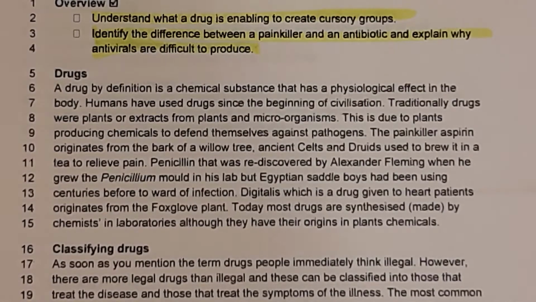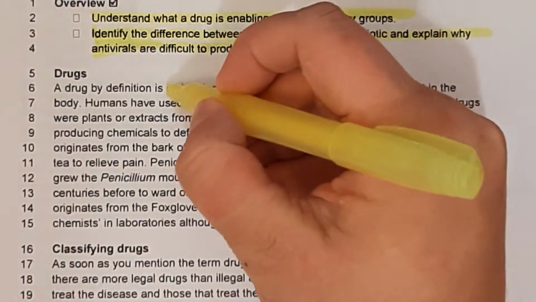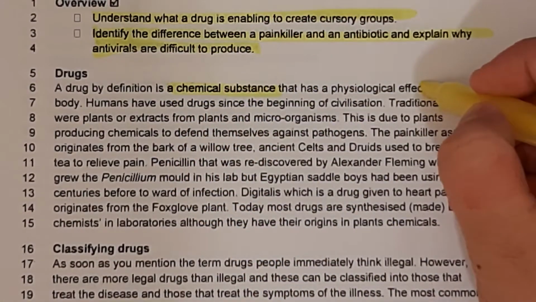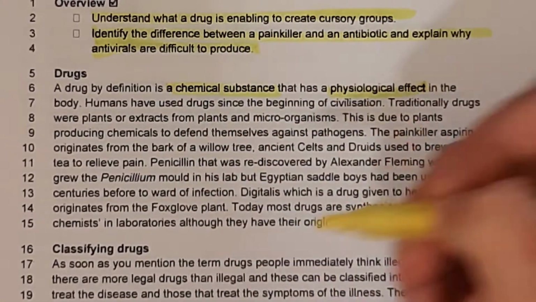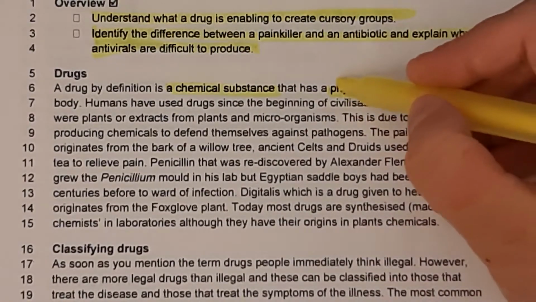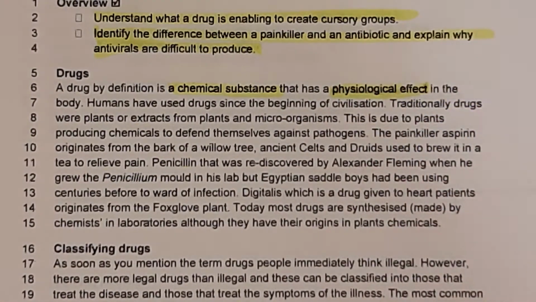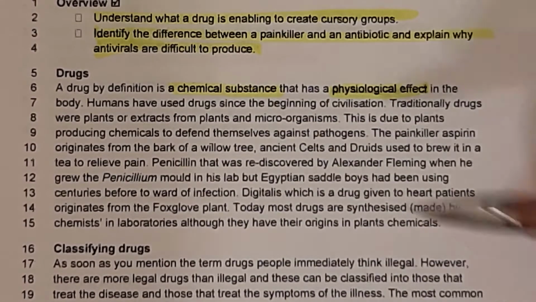So drugs. A drug, by definition, is a chemical substance that has a physiological effect in the body. So physiological means that it affects the physical working of your body in some way. That could be it affects the brain or it physically affects the body, either of those things. I think we'll write that in.